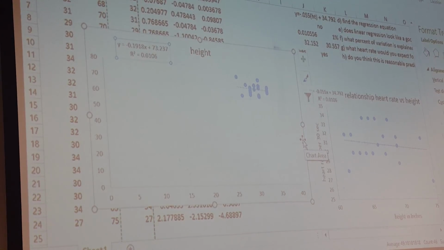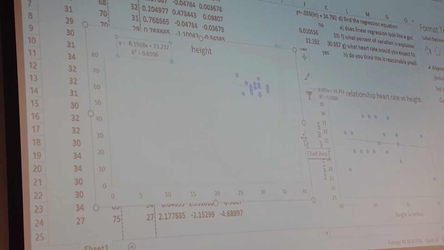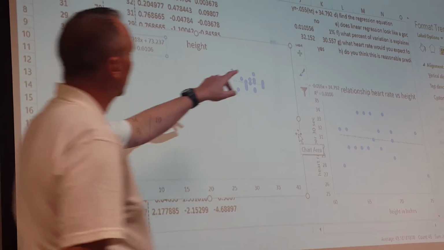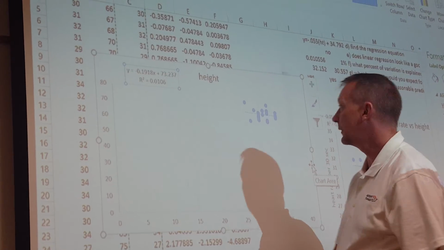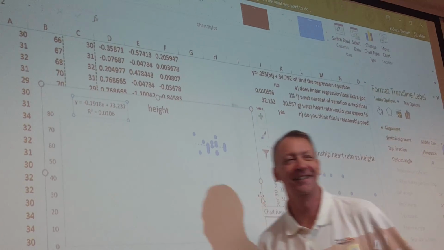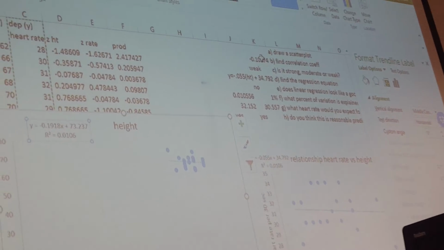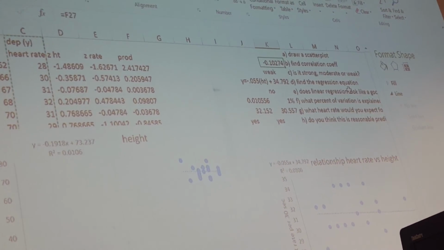Okay, one more time. If you can't find it on the chart, what's the number that you square to get R squared? The correlation. It's up there, for the weak and the strong. So you square that. Okay, we're out of time.